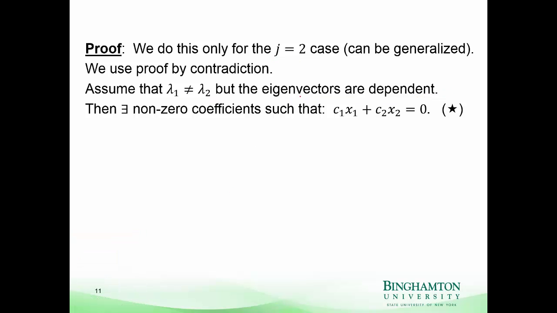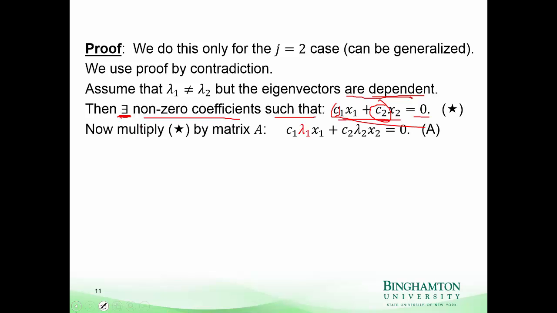There we go. So since they are dependent, that means I can find a linear combination where C1 and C2 are not 0, such that the linear combination is equal to 0. So this little symbol here means there exists, or there does exist. So I'm saying since the eigenvectors are assumed to be dependent, then there exist non-zero coefficients. So C1 and C2, neither one is 0, such that this holds. Okay, good. Let me clear the ink off.